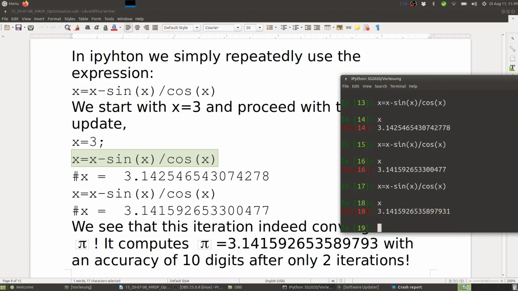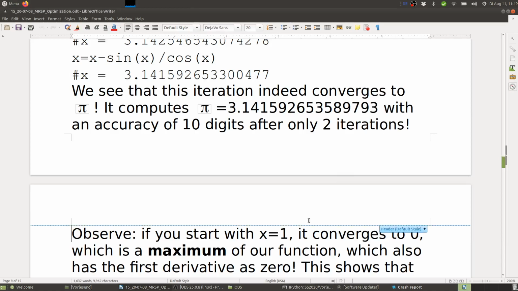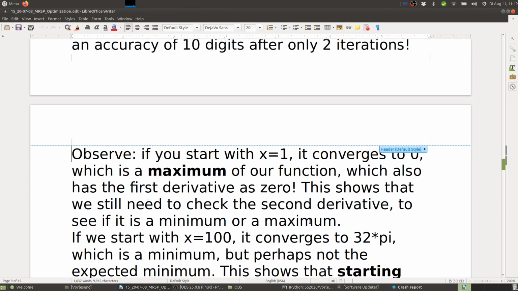And this is our x3. Here we have 3.1415, 926, 535, 897, 93. The last one is not exact, but that's pretty amazing again, that we have almost full accuracy after only 3 iterations.